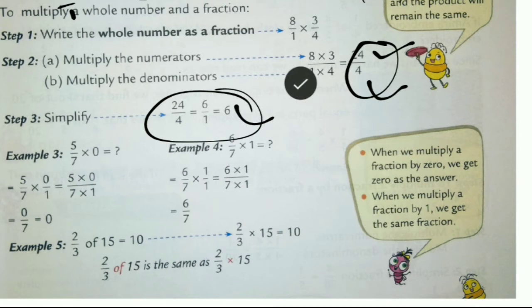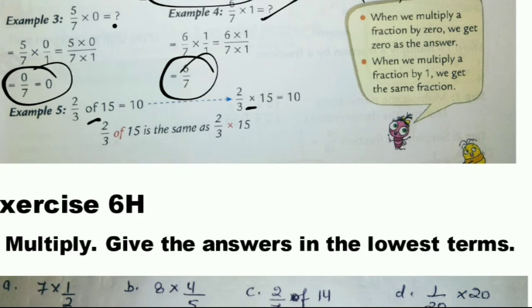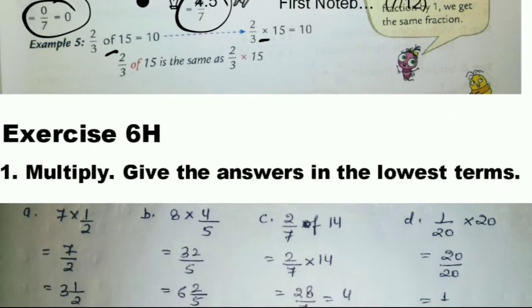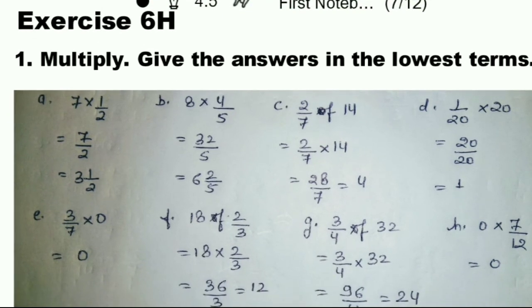Any number multiplied with 0, we get the answer 0. Any number multiplied by 1, we get the number itself. This rule we have already learned, and 'of' means multiply only. So these are the examples. So we can now solve exercise 6H. In this one, multiply. Give the answers in the lowest terms. Lowest terms means we can cancel if a prime number will come. So that is your answer.